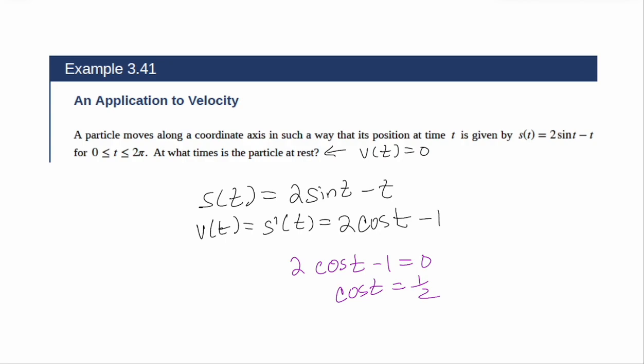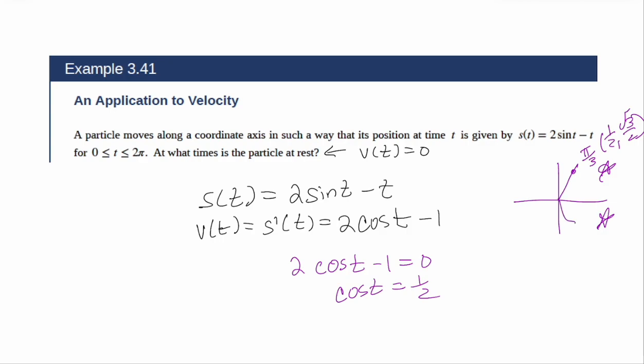Now, here's our knowledge of the unit circle. We are only looking for one flip around and where the cosine is positive. So if we look, the cosine is positive here and here. So that's where we're going to search for our answers. The cosine is our x value. At 60 degrees, pi over 3, the point is 1/2, square root of 3 over 2.